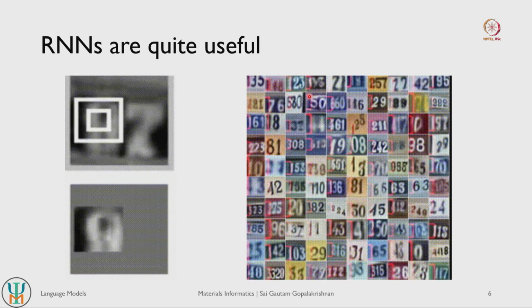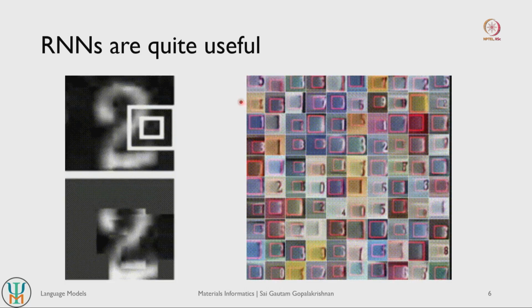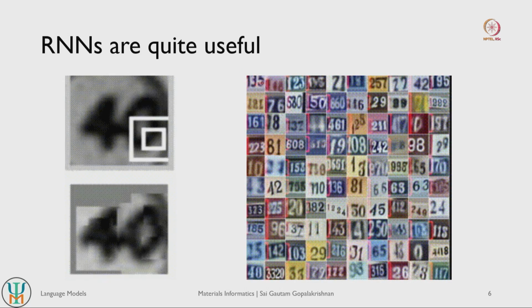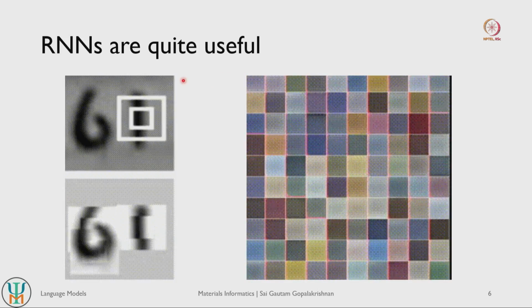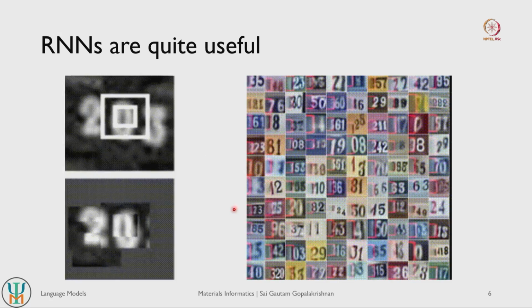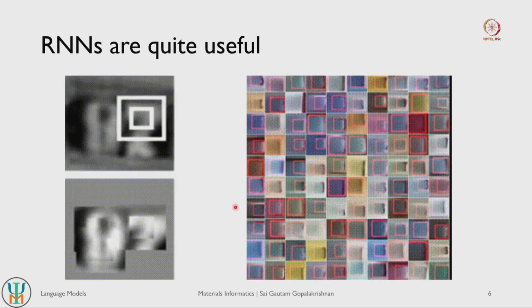kind of output. Here is another example where, given an image, the model tries to identify not just the housing number but also the color, the paint associated with that housing number. So these are simple image tasks where recurrent neural networks have been shown to be quite useful.